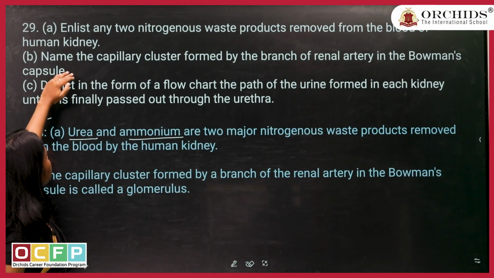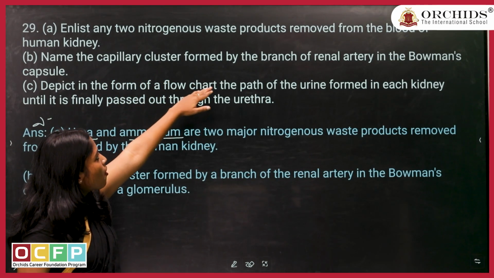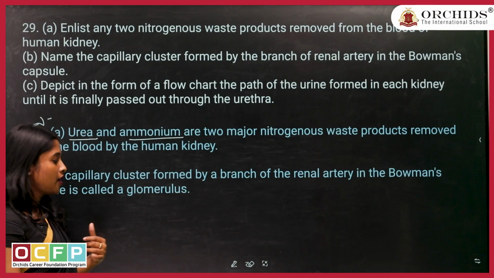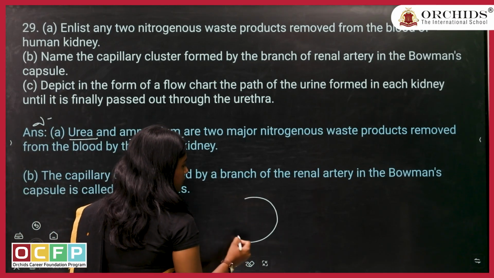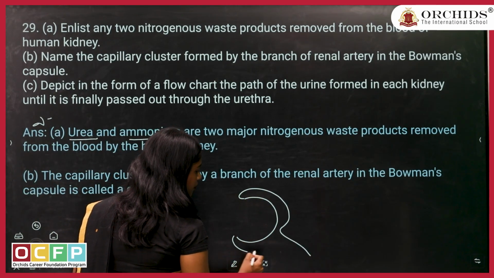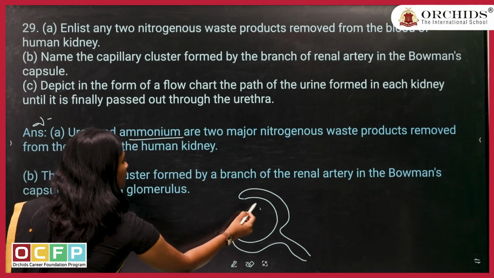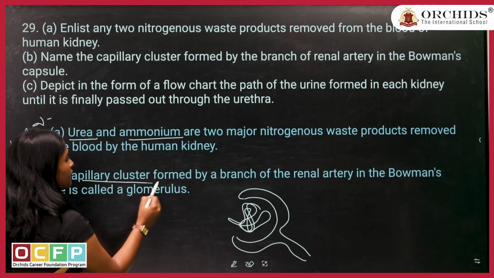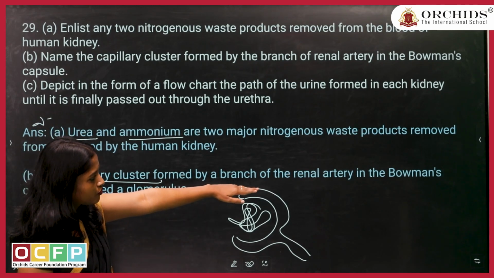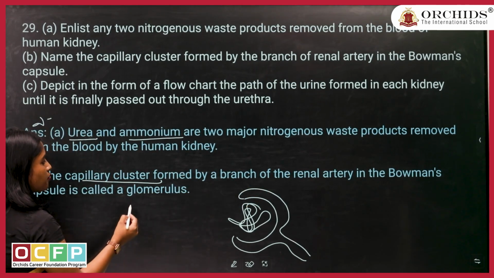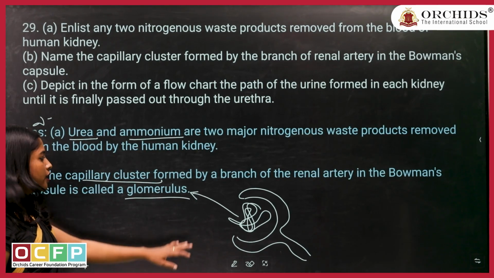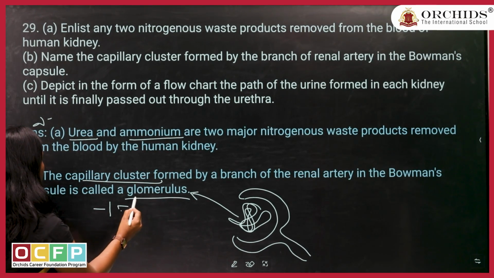So the next one is, name the capillary cluster formed by the branch of renal artery in the Bowman's capsule. You might be knowing this is the Bowman's capsule in the nephron. So there will be capillary structures. The capillary clusters which are formed by the branch of renal artery in the Bowman's capsule, we call this as glomerulus. So that carries 1 mark.